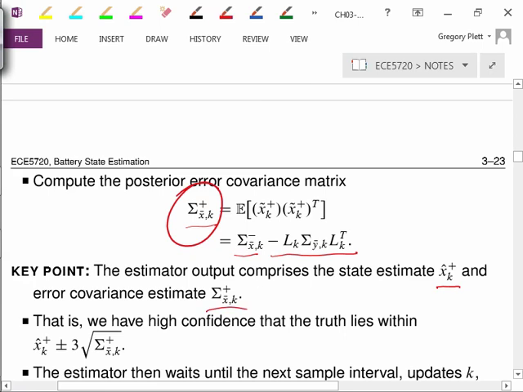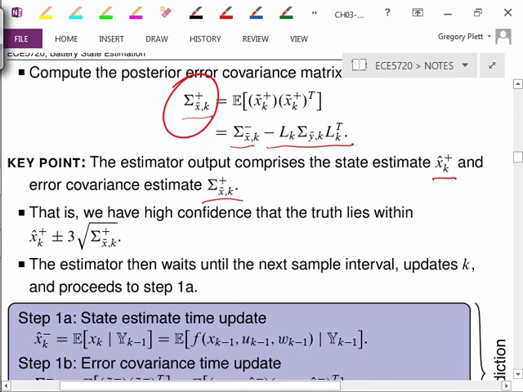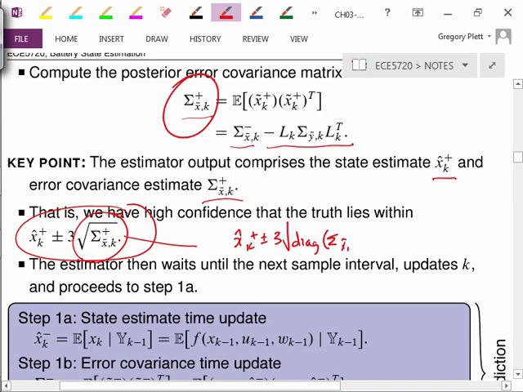The sigma, the covariance, can tell me about error bounds. So we could say we have high confidence that the truth lies within the estimate plus or minus 3 standard deviations. This is a bit of a short form because we're talking about a matrix here, but actually I could probably be precise if I just said x hat k plus or minus 3 times the square root of the diagonal of sigma x tilde comma k plus. That's really what I mean.